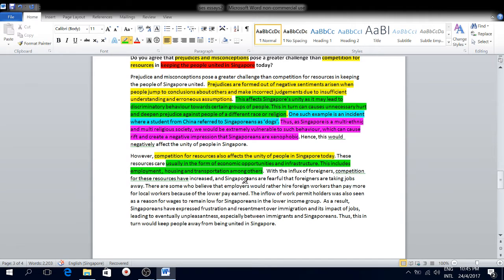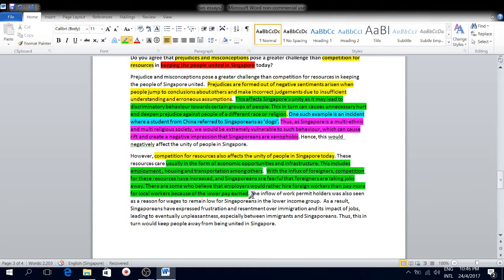Okay, then I elaborate some more. Because of this, they fear that foreigners are taking our jobs. People would rather hire foreign workers than pay money for local workers. Okay, in a sense, this is my example as well. When I talk about competition for resources, I just elaborate on this factor. With the influx of foreigners, competition for resources increases. Singaporeans are fearful that foreigners are taking jobs away. There are some who believe employers would rather hire foreign workers than pay more.